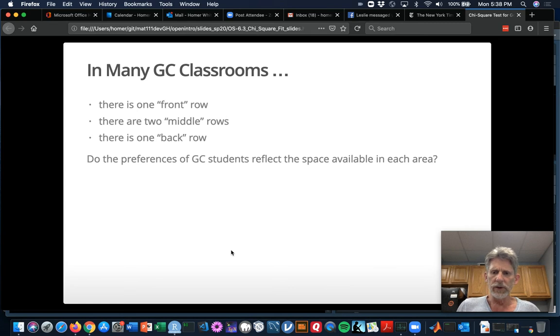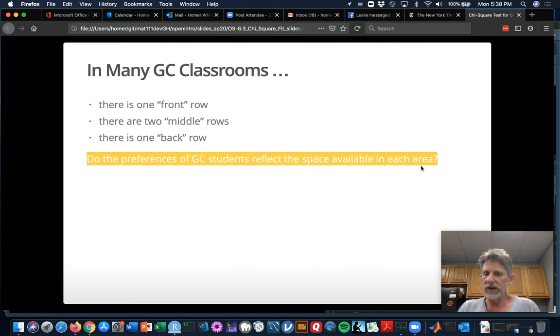In most of the classrooms in Georgetown College, there's one row that people think of as the front. And then there's usually 2 rows that they think of as the middle right behind it. And then there's a 4th row that they think of as the back. So that means that half the available space is middle, and 1/4 of the available space is front, and 1/4 of the available space is the back. And I've got a little question here. Do the preferences of Georgetown College students regarding seating match the space available?